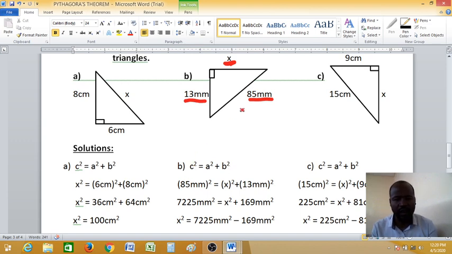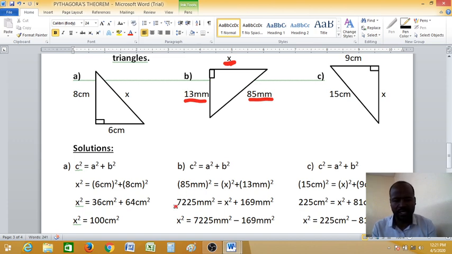What is c? Our c, or the hypotenuse, here is given by 85 millimeter. So substitute here. Instead of c, we substitute 85 millimeter, the whole squared, which is equal to a. A is not known, it's given by x. So instead of a, we write x, the whole squared. Then plus b, which is 13 millimeter, so we have 13 millimeter, the whole squared.